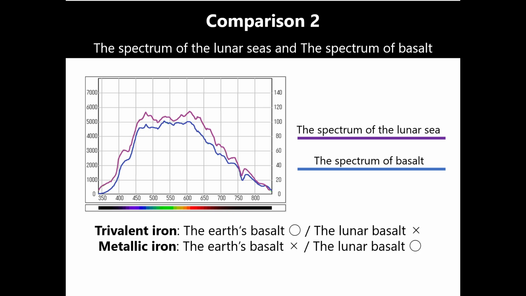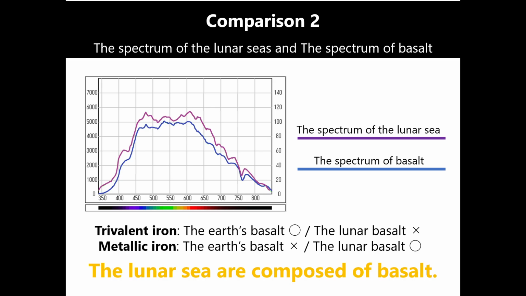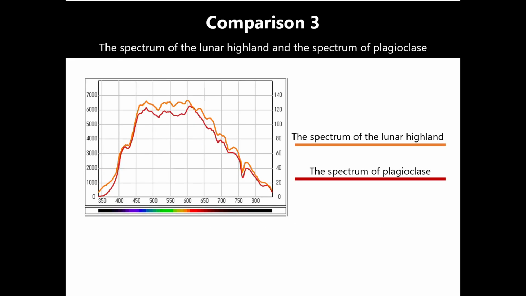So Earth's basalt contains trivalent iron and does not contain metallic iron, while lunar basalt contains metallic iron and does not contain trivalent iron. However, due to the high similarity between the two graphs, the lunar seas are thought to be composed of basalt. Last, we compared the spectrum of the lunar highlands with the spectrum of plagioclase.